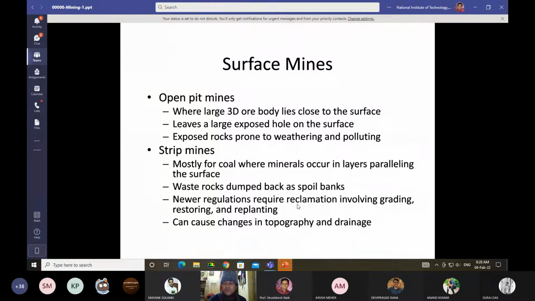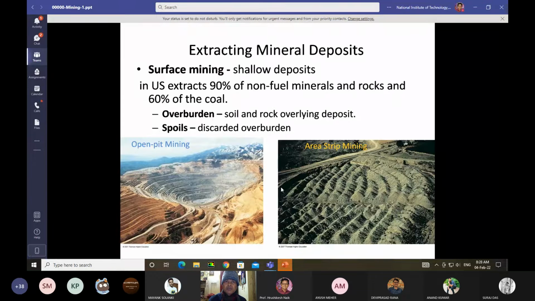So the extraction of mineral deposits from the surface mines, from the shallow deposits. This is the open pit mining. This is the area strip mining, which is carried out to extract the minerals from the surface mines. In the United States of America, 90% of non-fuel minerals and rocks are extracted, and 60% of the coal is extracted.